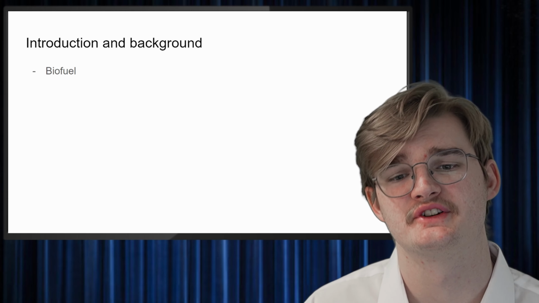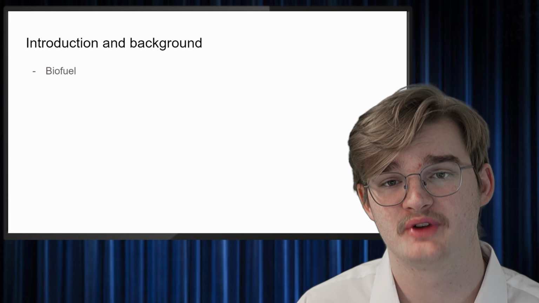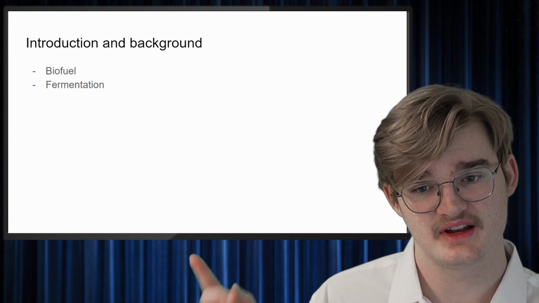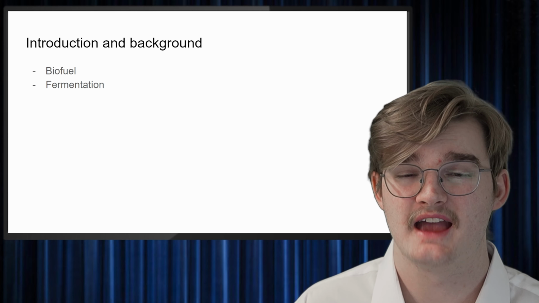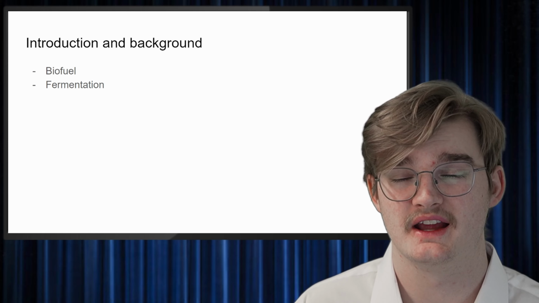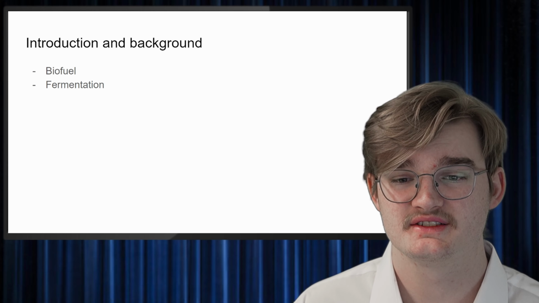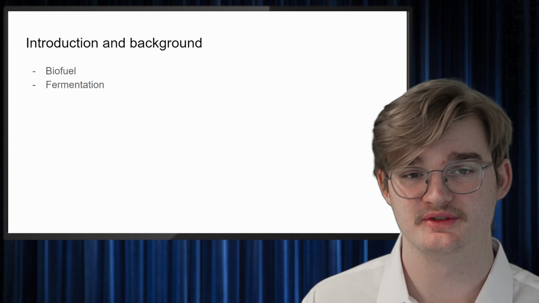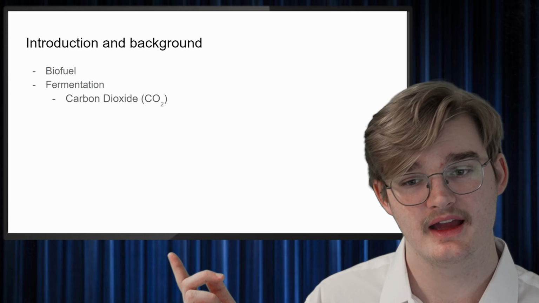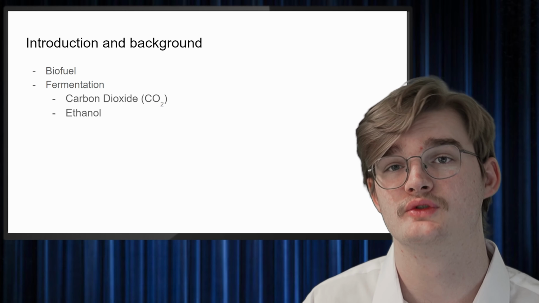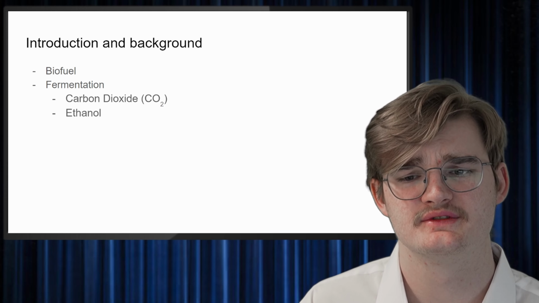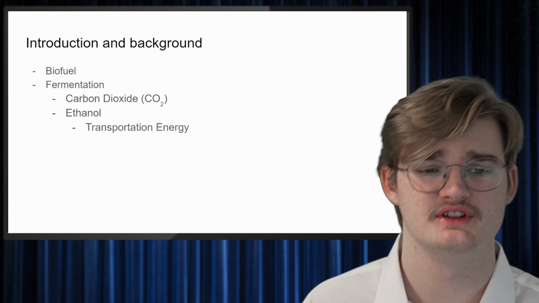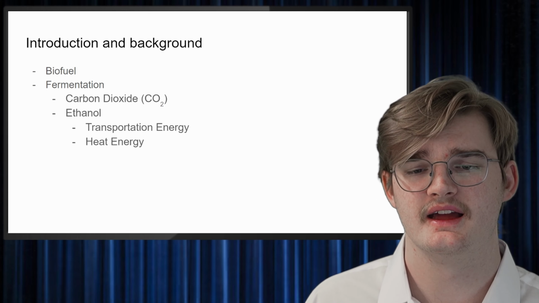Now, biofuels are created through a biological process known as fermentation. Fermentation is used in the absence of oxygen to create energy for organisms, and in doing so, it produces carbon dioxide and ethanol. Ethanol, of course, is one of our primary biofuels that are currently being used for things like transportation energy, heat energy, and electric power.